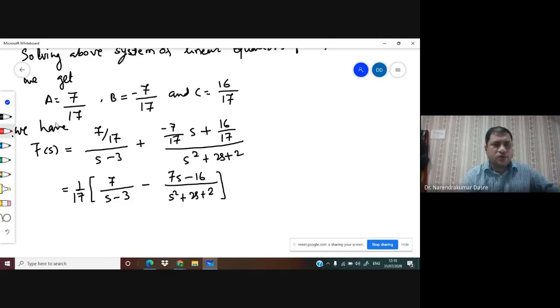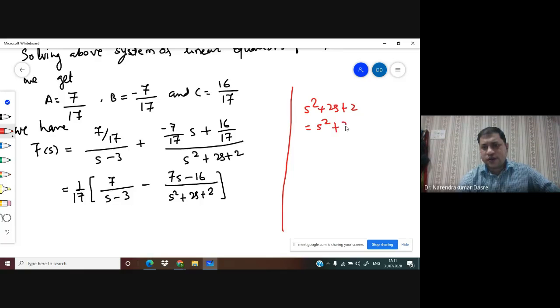Okay, so let us simplify what is in the denominator. It is s square plus 2s plus 2, and this is s square plus 2s plus 1 plus 1. So it is (s plus 1) bracket square plus 1. So in the denominator, we have the term s plus 1, so we have to get it into the numerator.